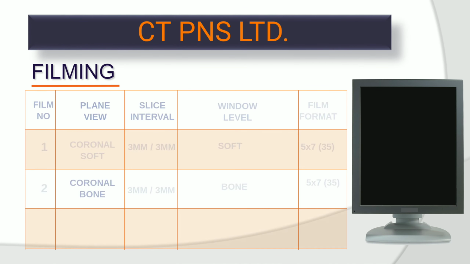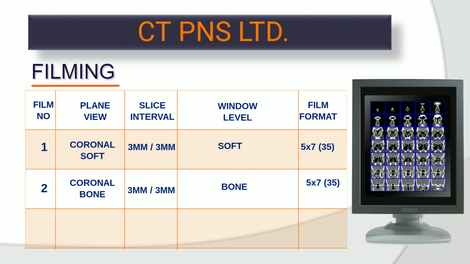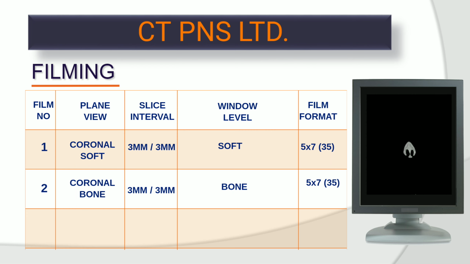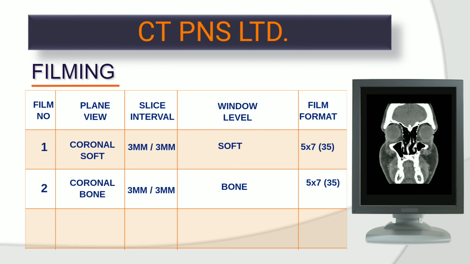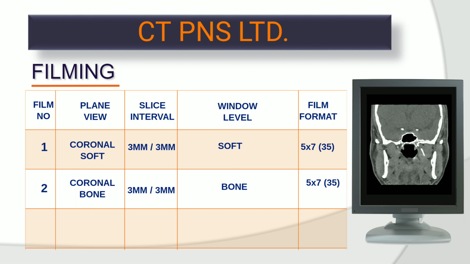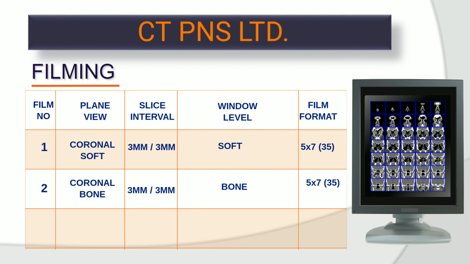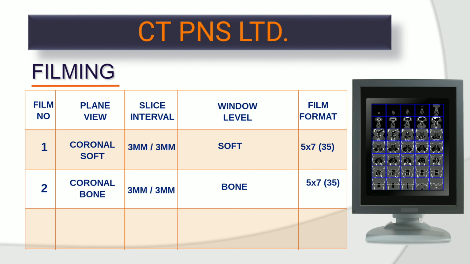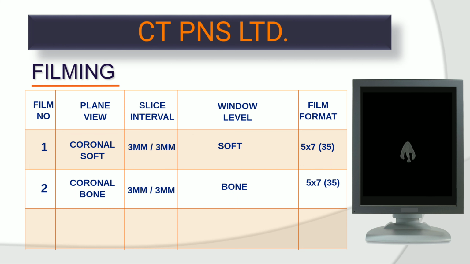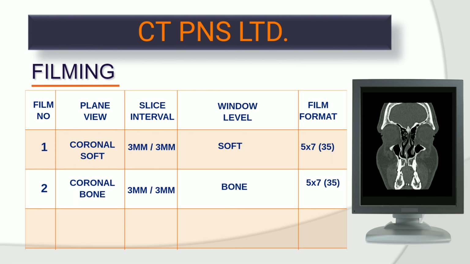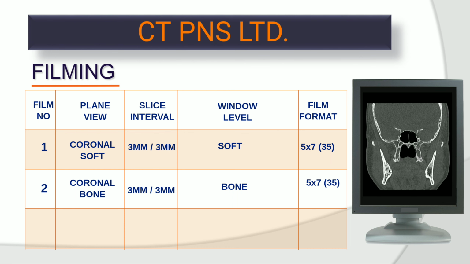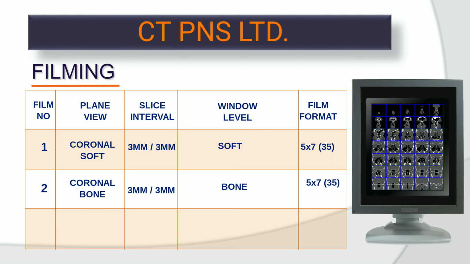Filming: Film 1, plan view coronal soft, slice interval 3 by 3 mm, window level soft, film format 5 into 7, 35 images. Film 2, plan view coronal bone, slice interval 3 by 3 mm, window level bone, film format 5 into 7, 35 images.